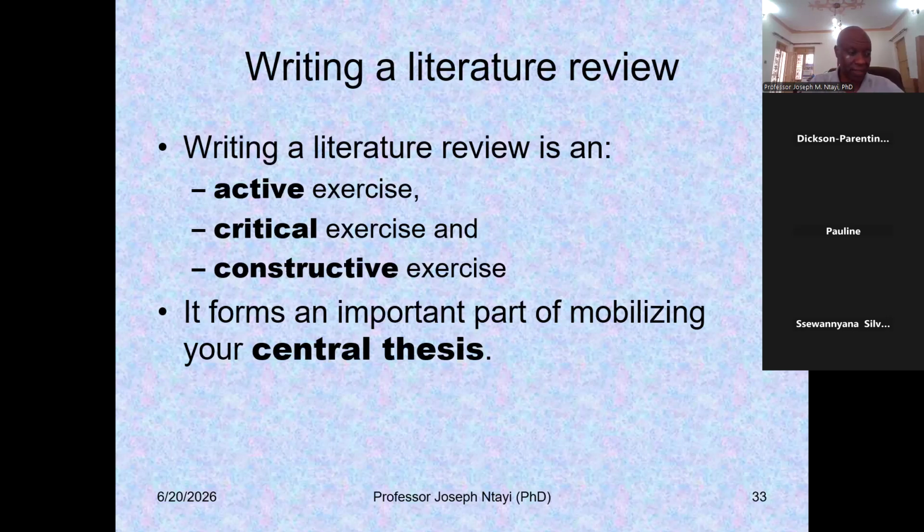So we call it active because researchers engage directly with knowledge, right? Because you engage directly with knowledge, it is an active exercise. You search for relevant studies, right? And that's a job. It's not very simple, right? Looking for journal articles on the internet, it may take you days, it may take you weeks, it may take you months, right?